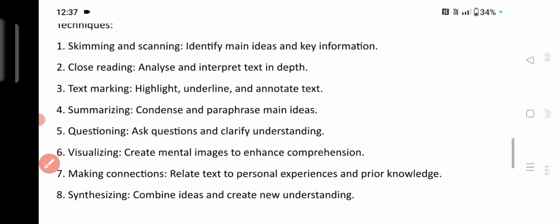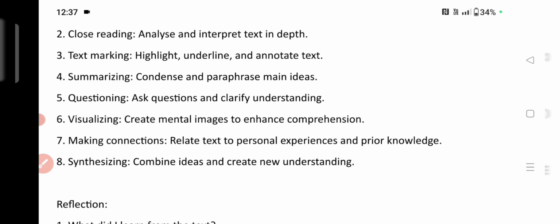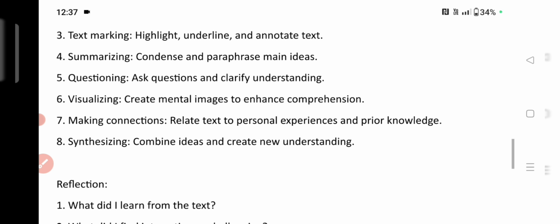Skimming and scanning. Skimming, we have already read, means the headlines of the newspaper, right? Example, skimming reading. Scanning is scanning for a particular topic in a bunch of content. So close reading means analyze and interpret the text in depth. Text marking, highlight, underline and annotate the text. I have the habit of text marking.